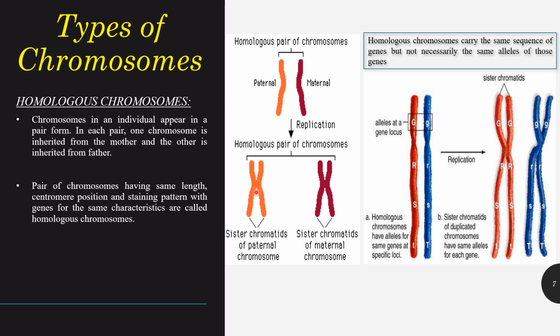Afterwards, each chromosome produces its sister chromatid by replication. Here it should be noted that homologous pairs have the same sequence of genes. As you can see here, the same sequence of genes for each character, but alleles may be different. After replication, the newly formed sister chromatid of each chromosome will have the same allele for each gene, as you can see over here. Understood?